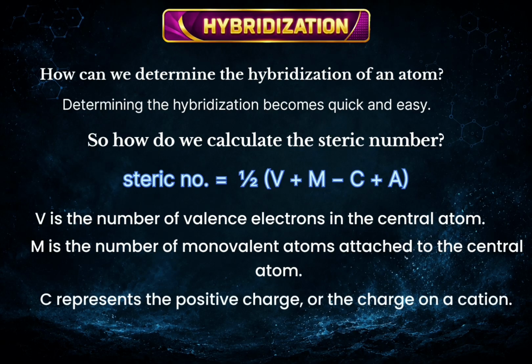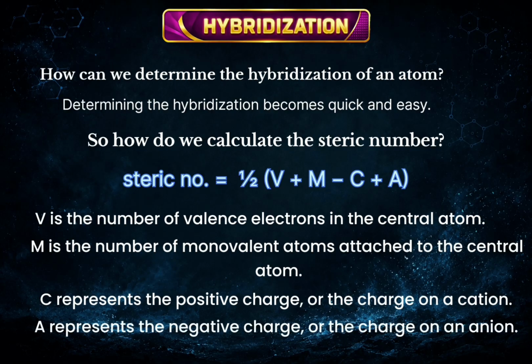C represents the positive charge, or the charge on a cation. If there is no positive charge, simply use 0. A represents the negative charge, or the charge on an anion. If there is no negative charge, again, use 0. Now let's apply this formula.